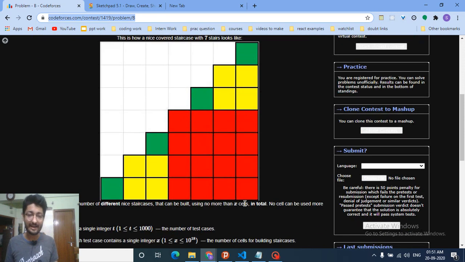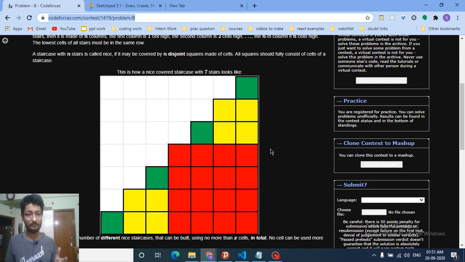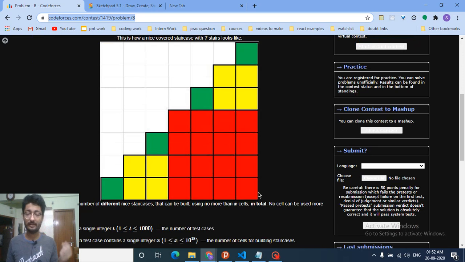Now let's assume that you have x small square cells. As you can see, you have x small cells. The question statement asks how many nice staircases can you form in total. That's the simplest explanation for this whole question. A staircase is called nice if you can paint it in squares such that every two consecutive squares have different colors. You can paint the whole staircase in this format, as you can see. Then this staircase is called nice, and the question is how many nice staircases can you form if you have x cells with you.